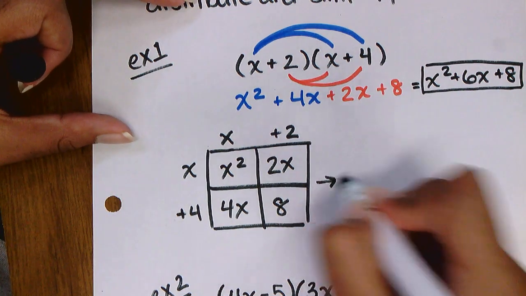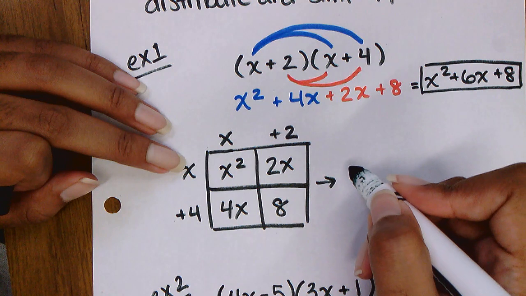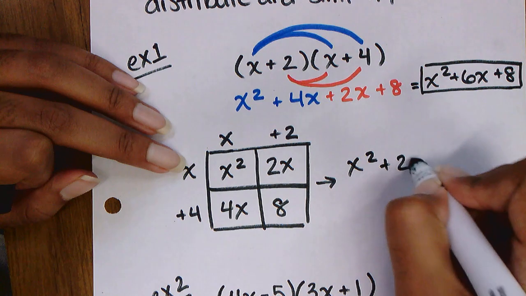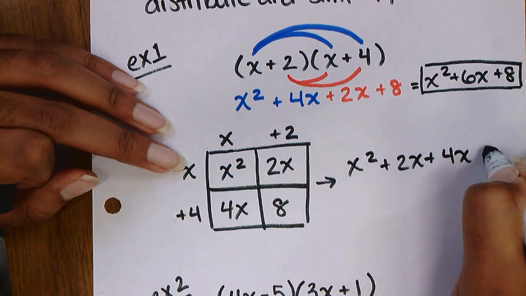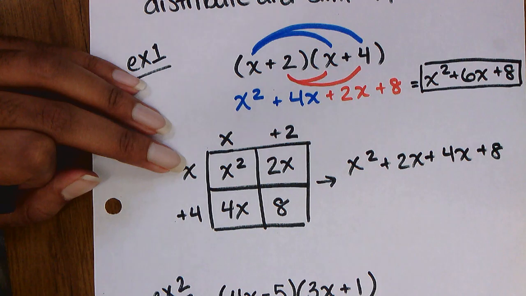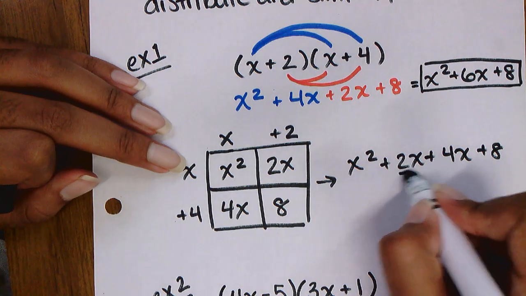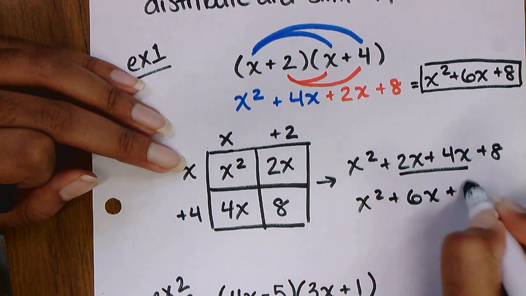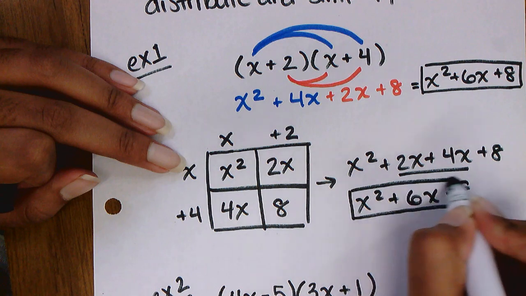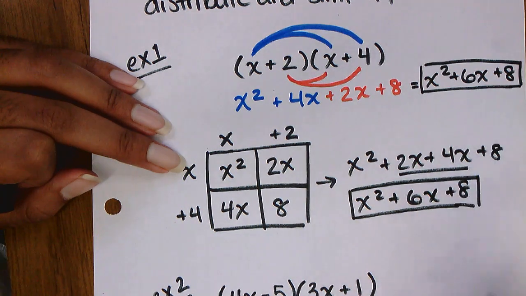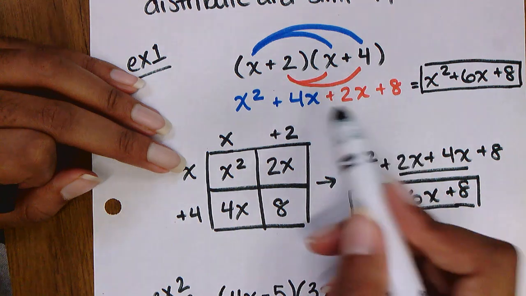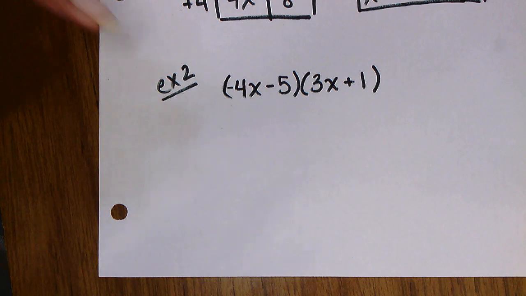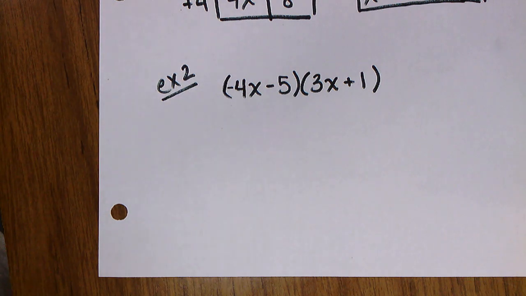So here, if we just take these and rewrite them in standard form from highest degree to lowest degree, we have x squared, positive 2x, positive 4x, and positive 8. We have exactly what we ended up with up here, right? And if we combine those like terms again, 2x plus 4x is 6x, we end up with the same equation. So these 2 equations are the same. So you can use the distributive property if you're comfortable with that. You can also take a look at this box method. I'm going to do one more example without the distributive property. I'm just going to use the box method here.